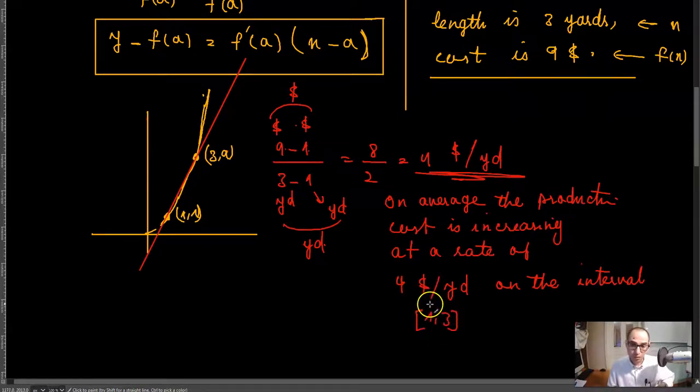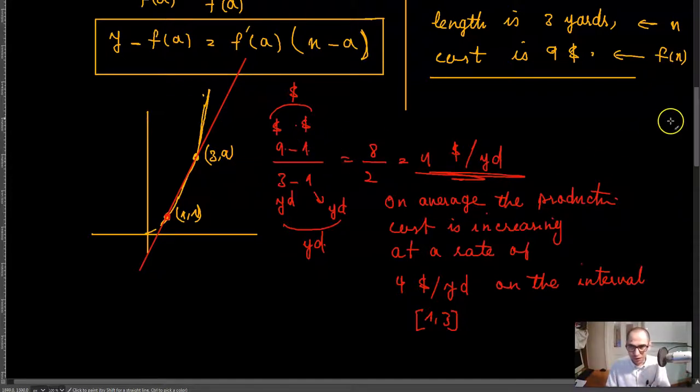That means that when we say on the interval 1 to 3, when the length of the fabric is one yard, and this means the length of the fabric is 3 yards. So in this interval, the average rate of change of cost with respect to the number of yards is $4 per yard, right? That's the average rate of change, right?